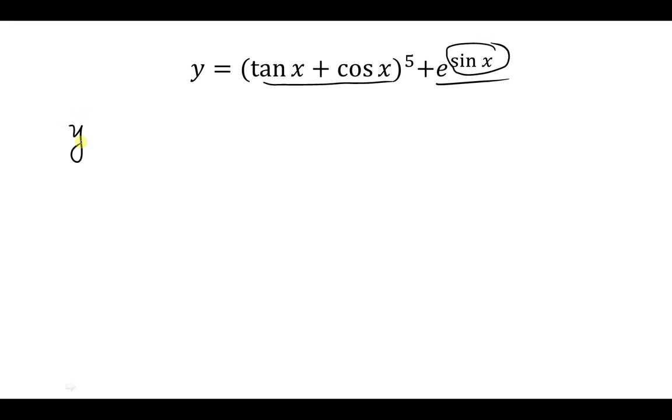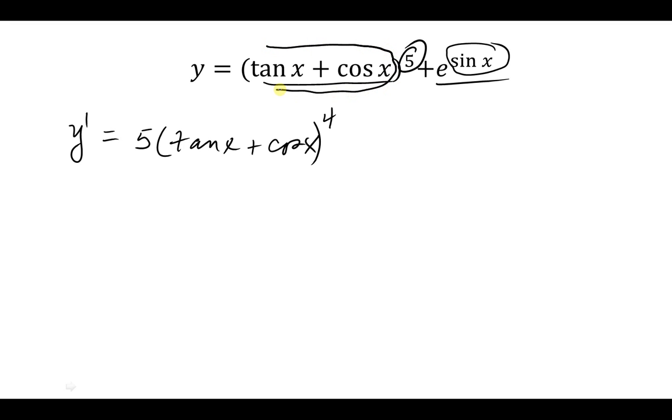So y prime is going to be the power times tangent of x plus cosine of x to the power minus 1. But now we have to multiply this by the derivative of this inner function u, which is going to be the derivative of tangent of x is secant squared of x, and the derivative of cosine of x is minus sine of x.